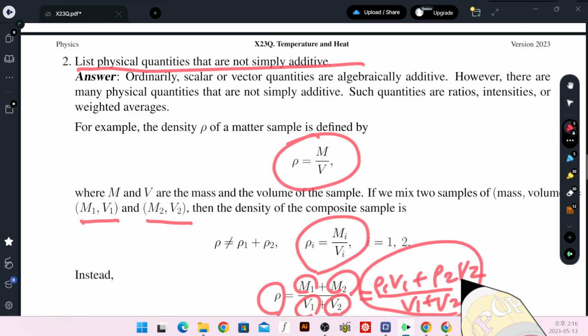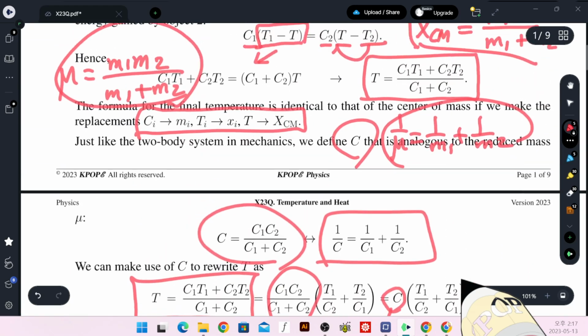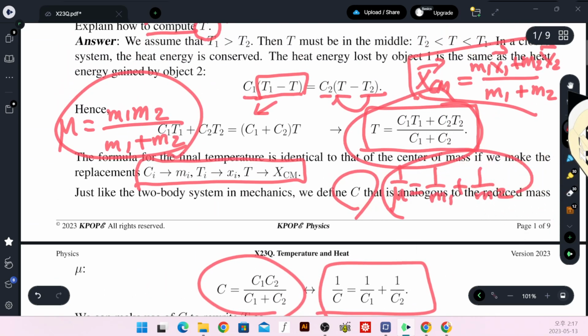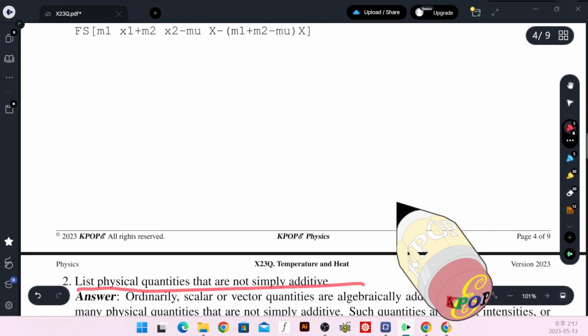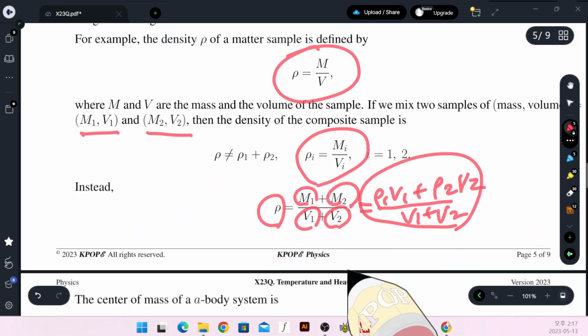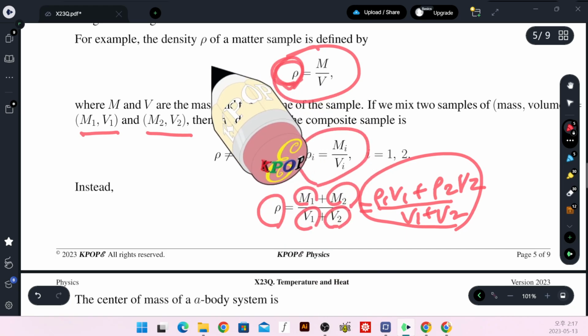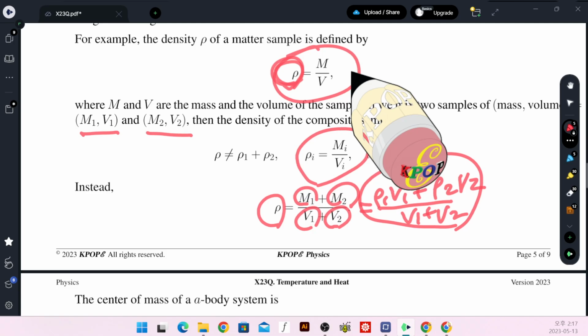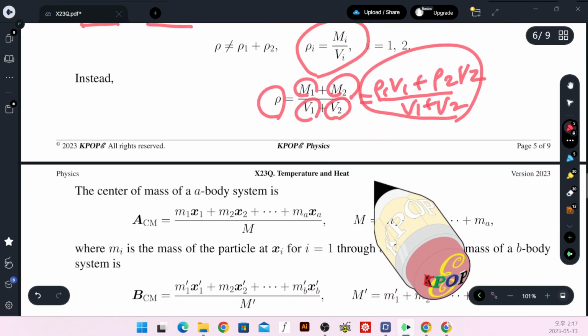What's that? This is identical to the previous structure. This one and center of mass, the weighted average. They all have a common structure of a weighted average. Okay? Please remember, these numbers are not to be added simply, but any kind of physical variable that is defined as a ratio of two physical variables, then you always have the similar structure of weighted averaging.